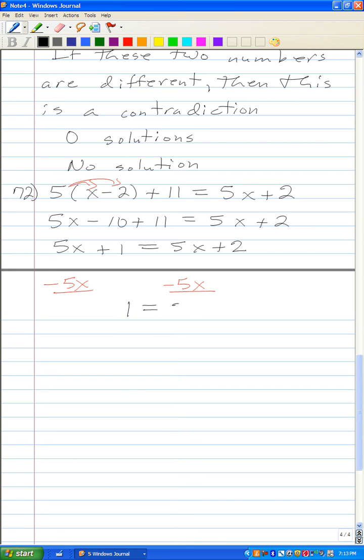1 is equal to 2. So you notice, well, there are no x's anymore. And so we don't have any x's, but 1 is not 2. So that means that this is a contradiction.